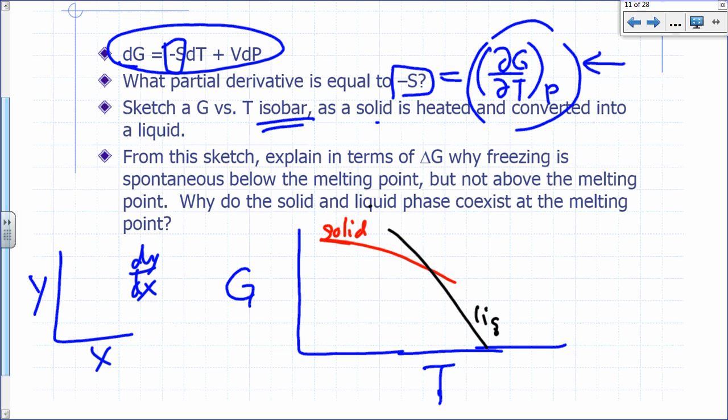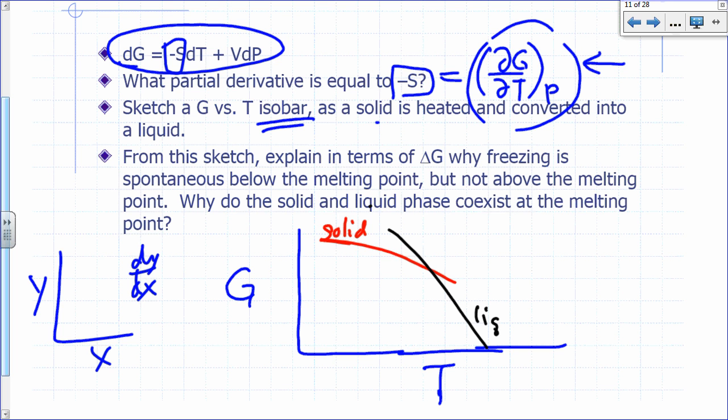So from this sketch, can we explain, in terms of delta G, why freezing is spontaneous below the melting point but not above the melting point? And for that matter, if these curves are referring to the same substance, as a solid turns into a liquid, where on this diagram do we find the melting point? What happens at the melting point at constant temperature and pressure? There's equal tendency for solid to go into liquid and for liquid to go into solid, right?